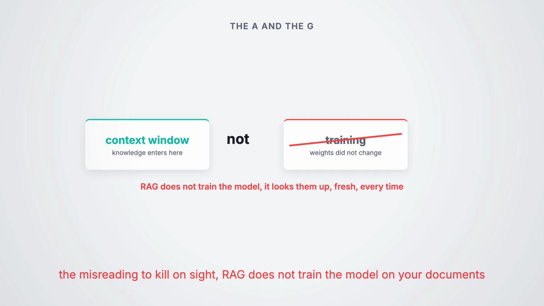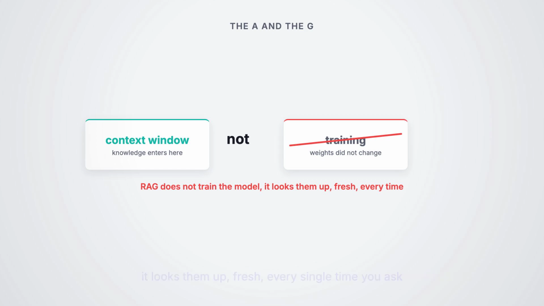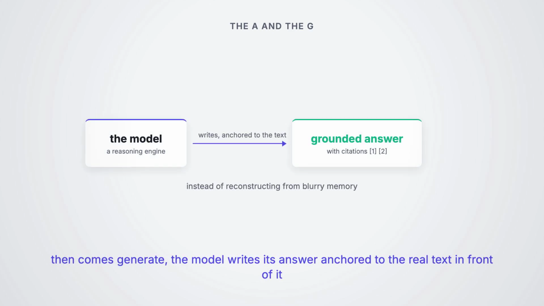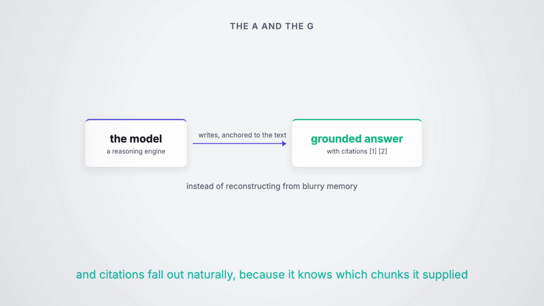RAG does not train the model on your documents. It looks them up fresh every single time you ask. Then comes generate. The model writes its answer conditioned on those passages, so instead of reconstructing from blurry memory, it is anchored to real text in front of it. And citations fall out naturally because the system knows exactly which chunks it supplied.